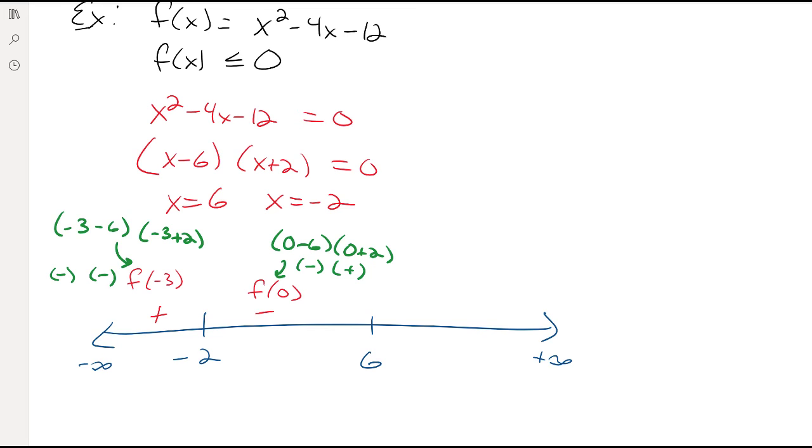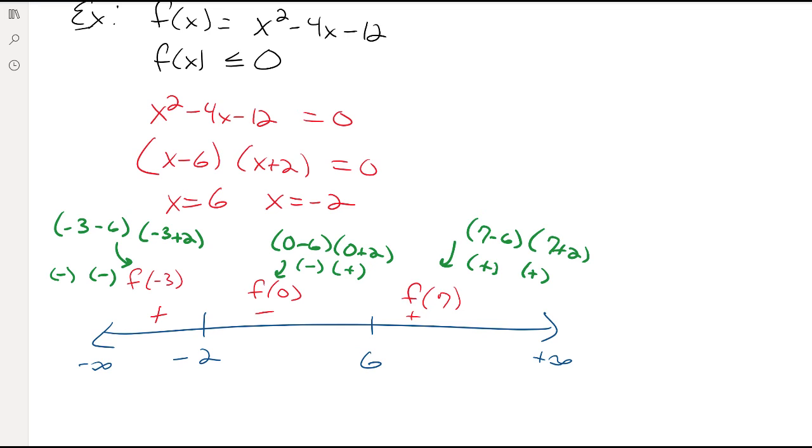Okay, and then one more region. We have f of, let me do 7 here. And let's see here, go to the factored form. It's going to be 7 minus 6 times a 7 plus 2. Both of those look to be positive. A positive times a positive means we're going to end up with a positive.